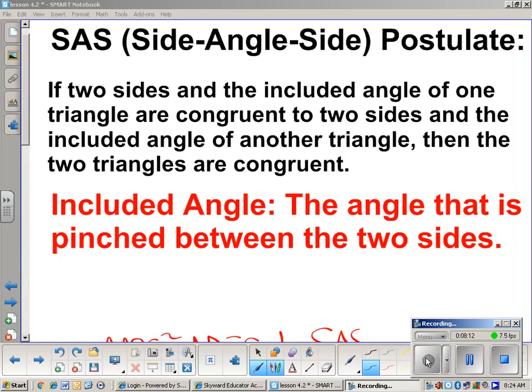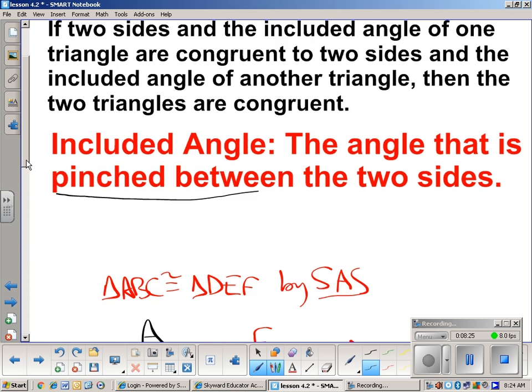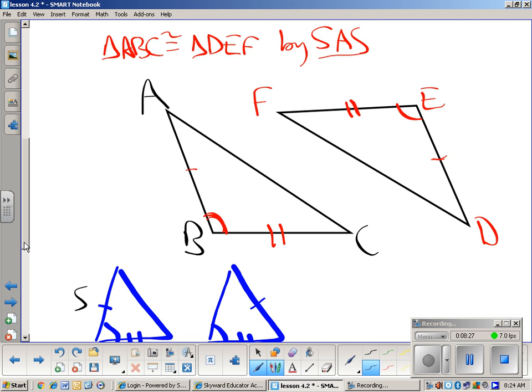The included angle, this isn't technical terminology that you'll find in the book. It's the way I describe it to hopefully help you understand what you're looking for. The included angle is the angle that's pinched between the two sides you're looking at. So if I'm looking at this triangle on the left, triangle ABC, and I have this side and this side, then the angle pinched between the two would be this one. So that would be considered an included angle.